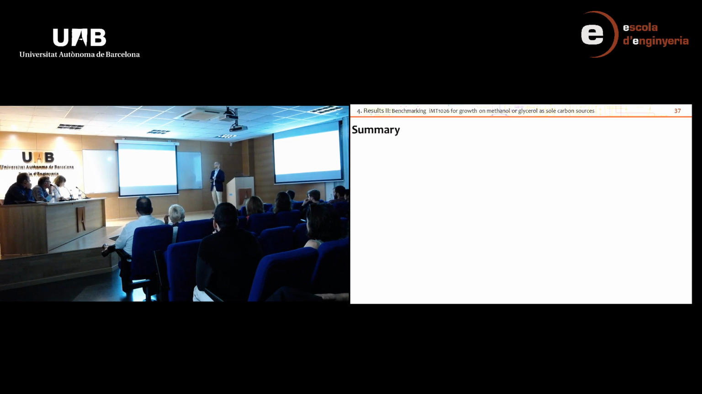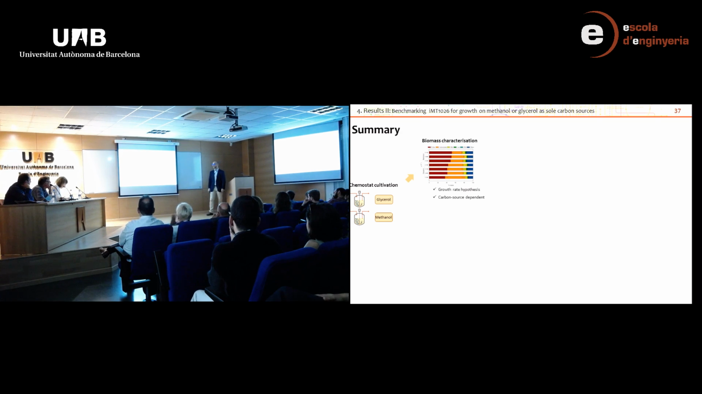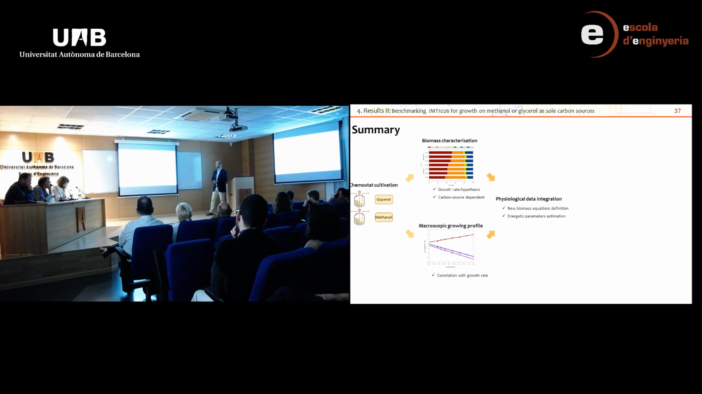So, in summary of this chapter, we performed chemostat cultivations using glycerol and methanol as sole carbon sources at different growth rates. In addition, we characterized the biomass and showed growth rate and carbon source dependent stoichiometry. We also characterized the macroscopic growth profile and showed a correlation with growth rate. Finally, we integrated this data into the model and then proceeded to the model validation for both carbon sources, showing a reduction in the energetic requirements at lower growth rates and an increased accuracy with respect to the previous version.